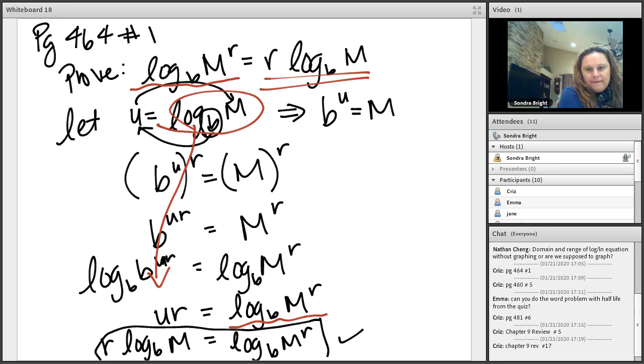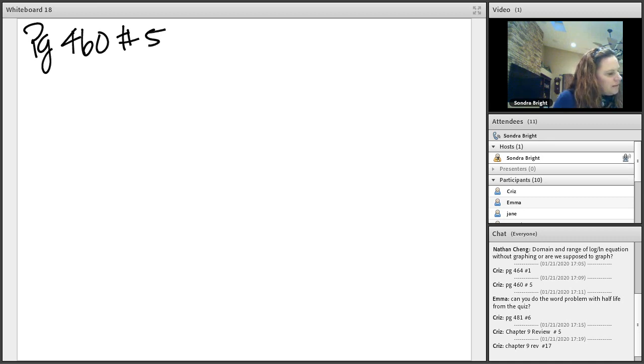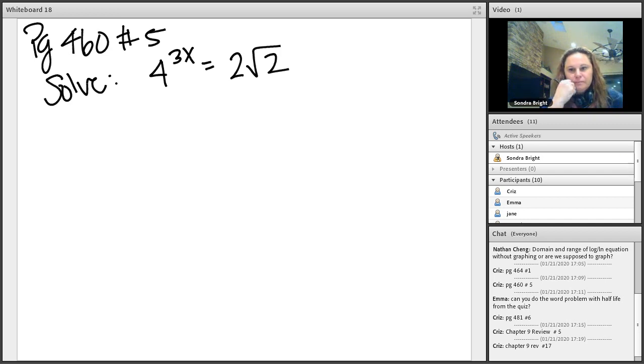Okay. There's that one, and then page 460, number 5. We've got solve the equation 4 to the 3x is equal to 2 rad 2. So I know you can use logs on this, but you don't need to because these are both powers of 2. 4 is 2 squared.